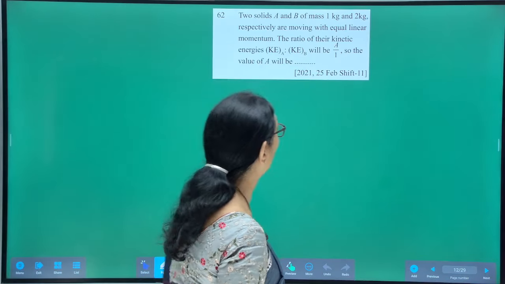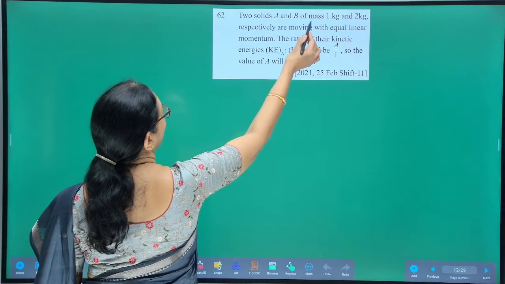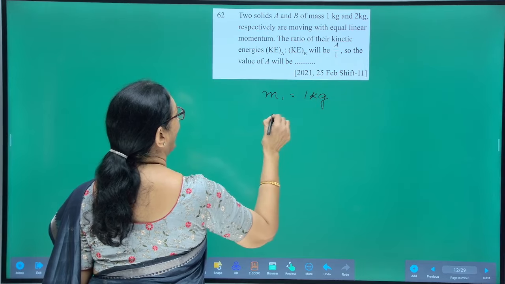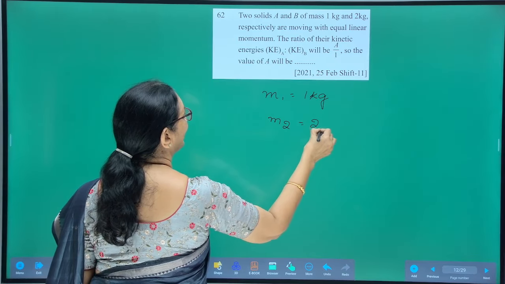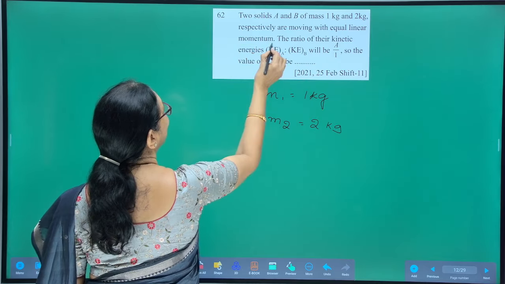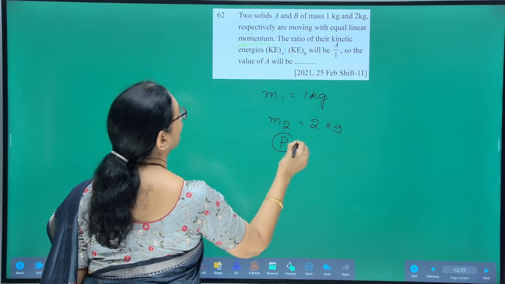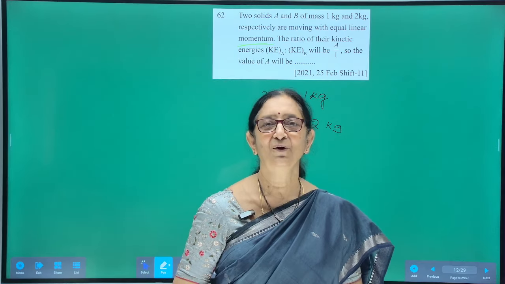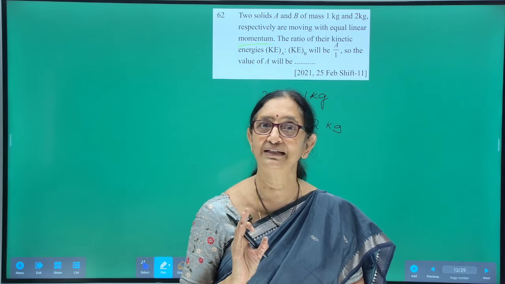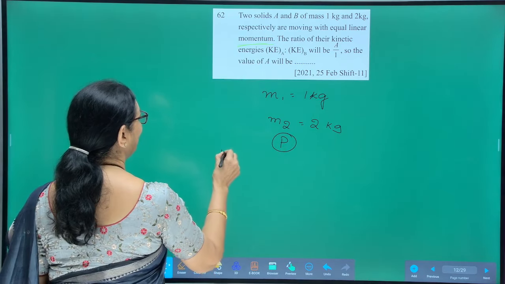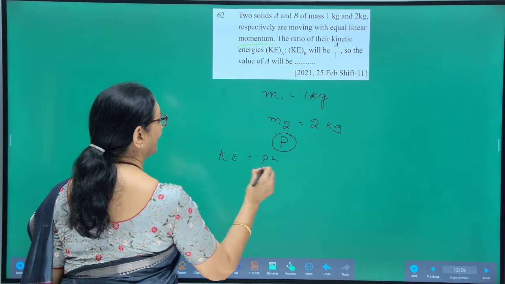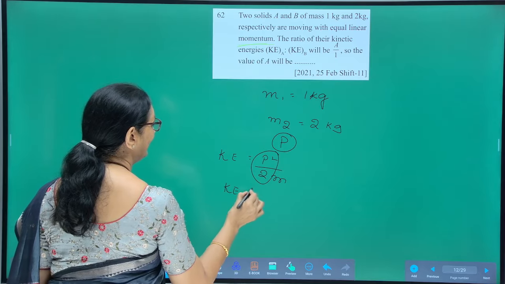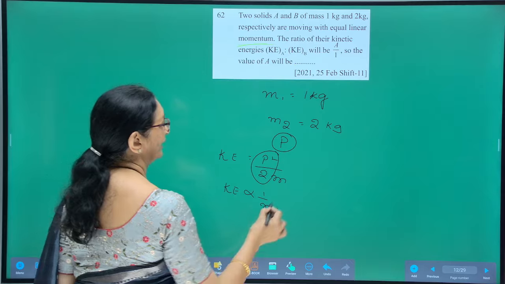Okay, go to the next problem. Two solids of masses 1 kg and another body of mass 2 kg are moving with equal linear momentum. Then the ratio of kinetic energies. Again the same model. What is the relation between kinetic energy and momentum now? So, KE is equal to P square by 2m. As they have the same momentum, KE is inversely proportional to mass.